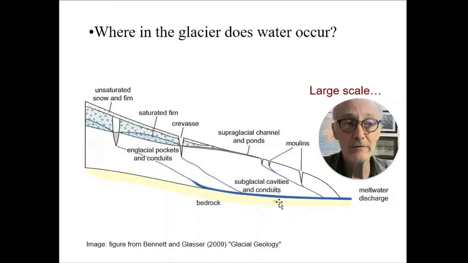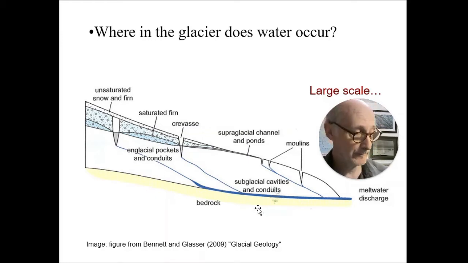In a permeable substrate, the water can then enter into the substrate. If we have impermeable bedrock, then it's going to be confined at the basal layer here, and then exits as meltwater into the proglacial environment. So at the grand scale, there's water supraglacially, englacially, and at the base or subglacially, and potentially within the substrate. So water can be effective throughout the glacier system.